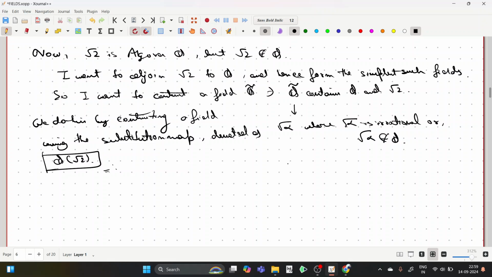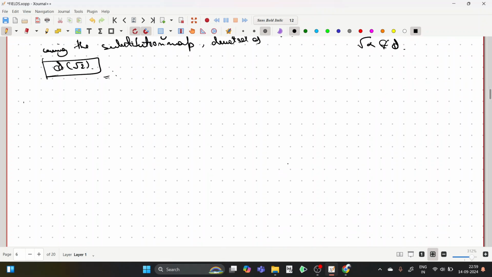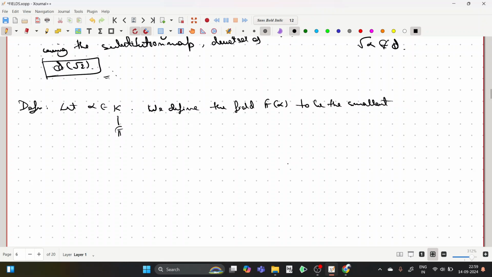So this leads us to the following definition. Let alpha be an element of K and K over F be a field extension. We define the field F round bracket alpha to be the smallest subfield of K containing both F and alpha. Clear? Got this?